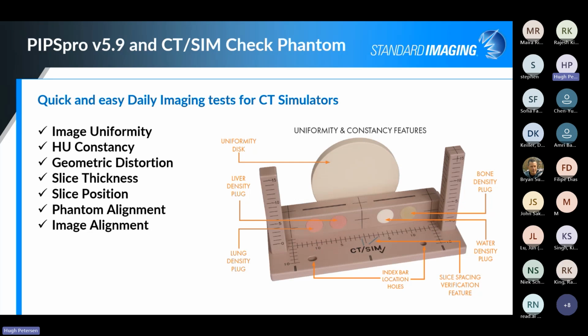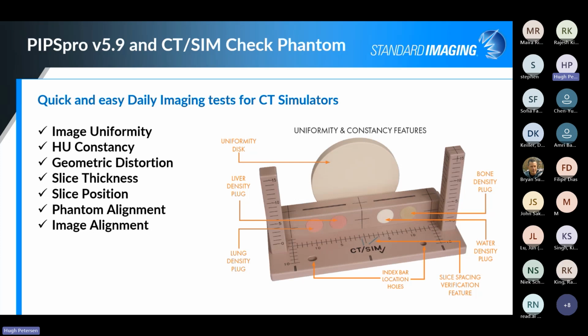So you can see on the Phantom here, there's a number of different components that give you the ability to do those imaging checks. There's a uniformity disc, which is a water equivalent disc that sits vertical. It's a uniform disc in density, so when you do those uniformity checks, you get a good check on those. We've got 4 different plugs of different densities: a liver density plug, a lung density plug, a bone density plug, and a second water density plug, and then the Phantom density itself. And of course, we do have the indexing bar location holes there for reproducibility of setup.